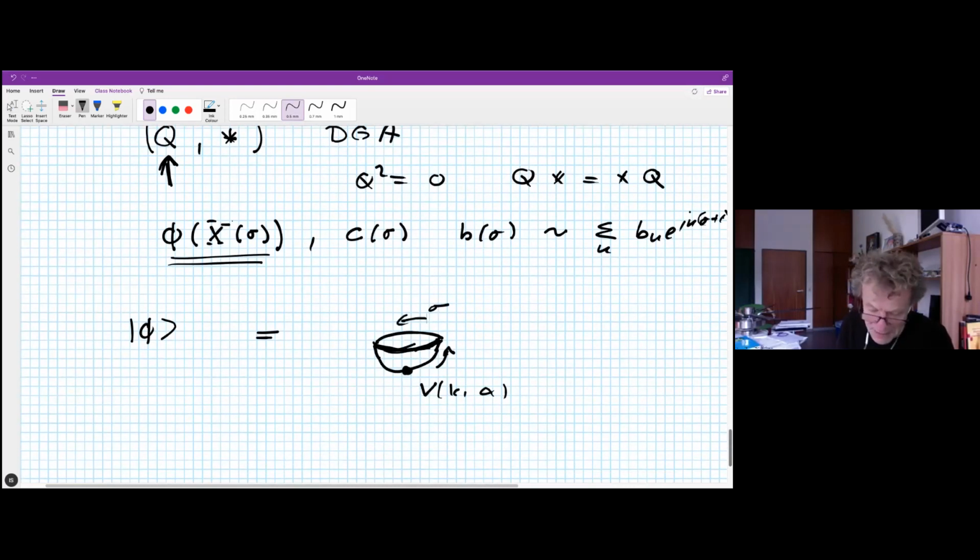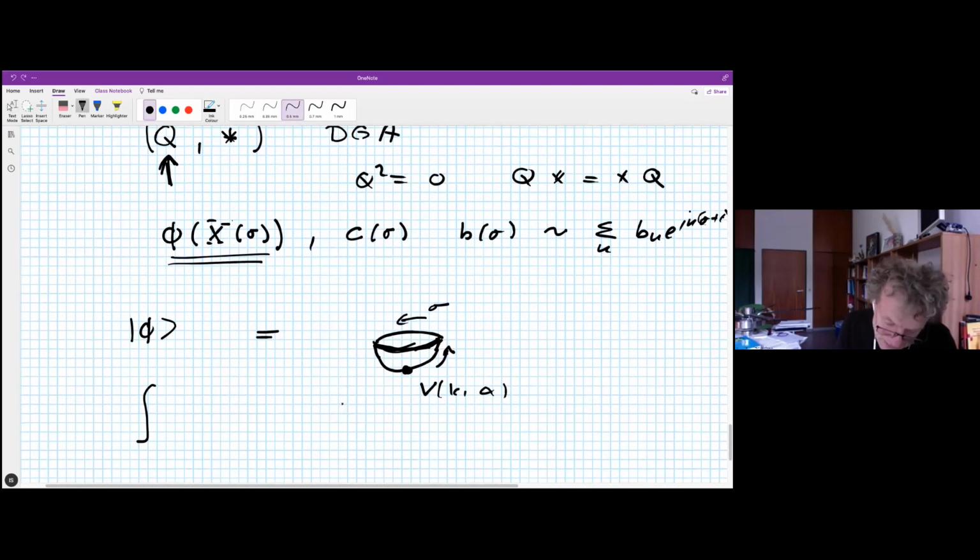And then you can define an inner product simply by saying you take this phi, you take phi of sigma.